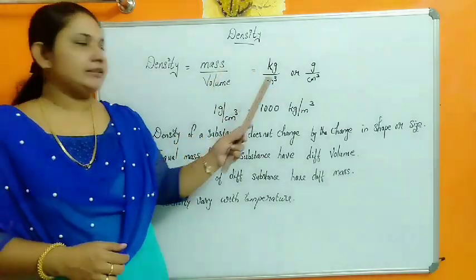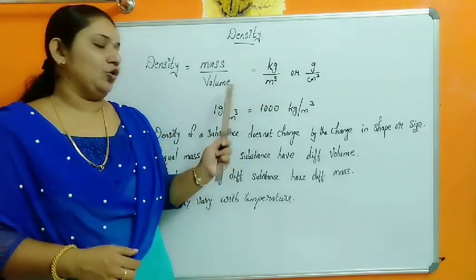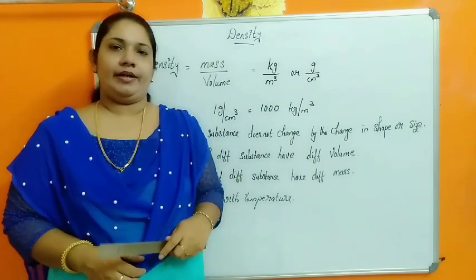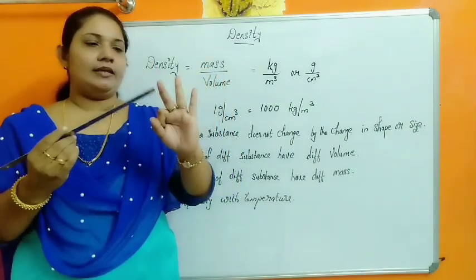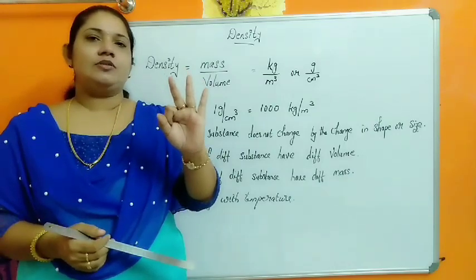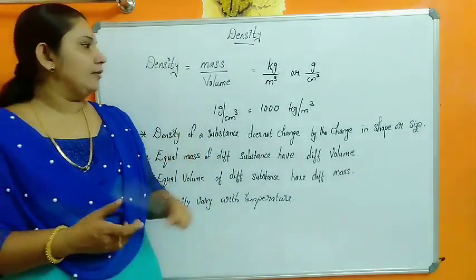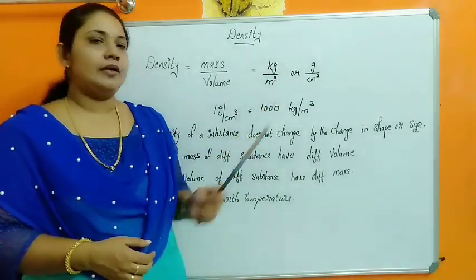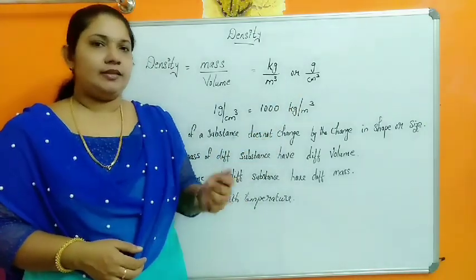The SI unit of mass is kilogram and the SI unit of volume is meter cube, because volume is length into breadth into height. The SI unit of length, breadth and height is meter. So meter into meter into meter, we will get meter cube. So the SI unit of density is kilogram per meter cube. And its CGS unit, another unit.